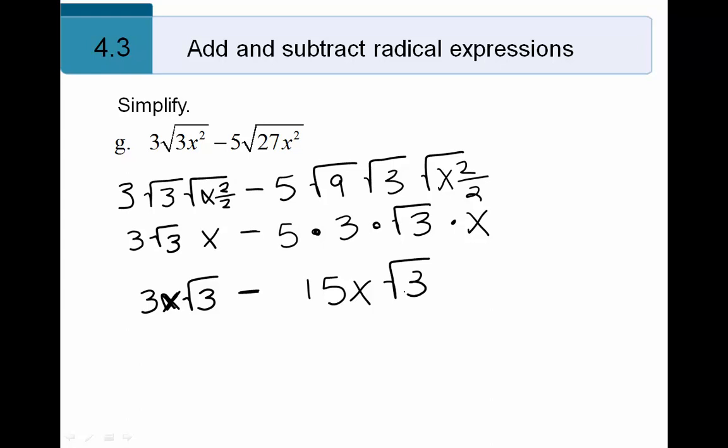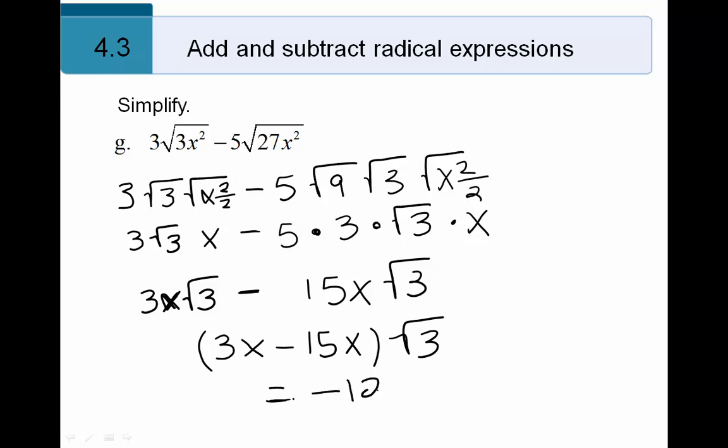So I have 3x square roots of 3 minus 15x square roots of 3. So 3x minus 15x square roots of 3, which equals negative 12x square roots of 3.